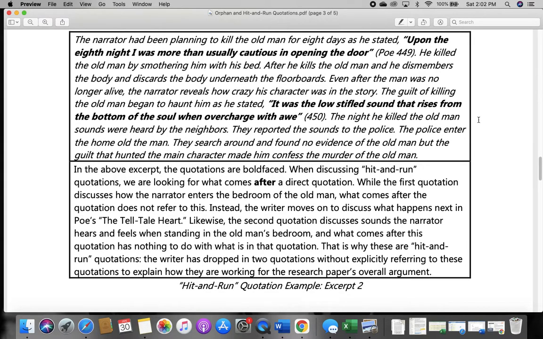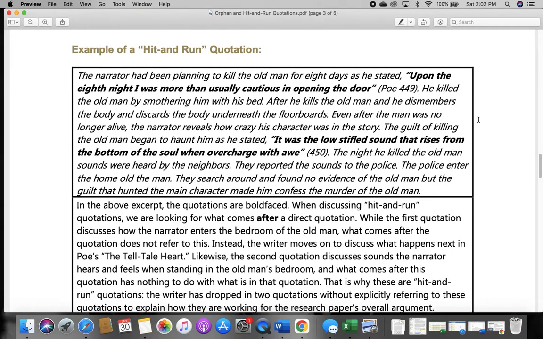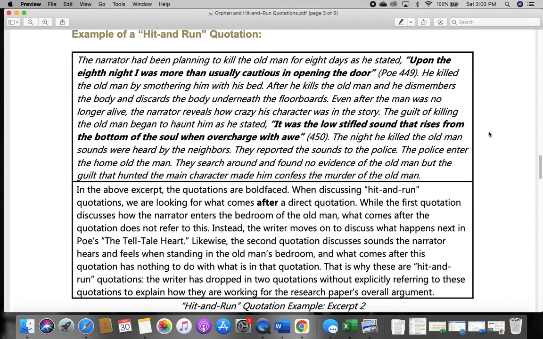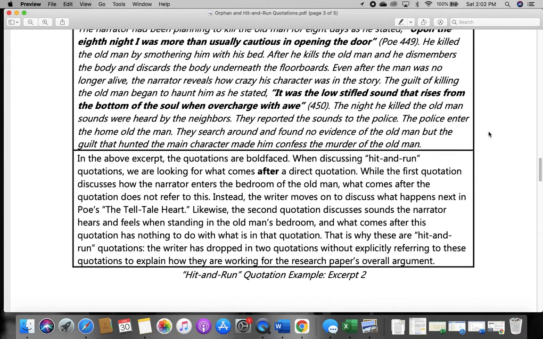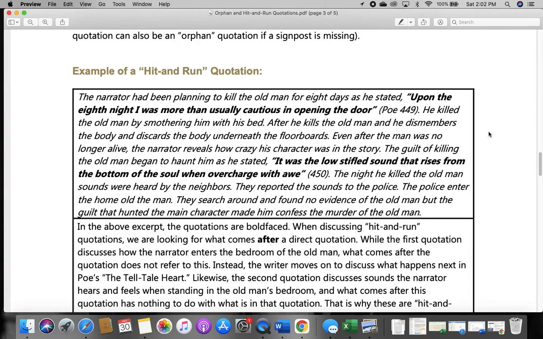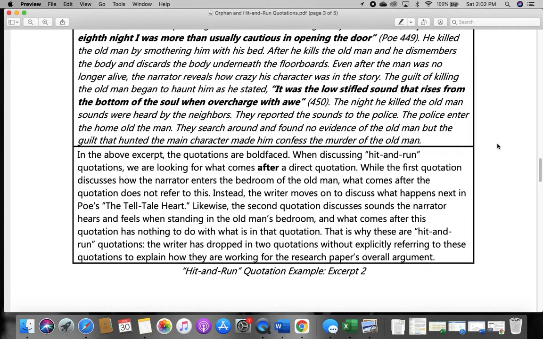With awe. The night he killed the old man, sounds were heard by the neighbors. They reported the sounds to police. Note that this is getting into exposition and not analysis. So we're now moving into reader response genre, which is not the correct genre for this type of writing. The police enter the home. They searched around and found no evidence of the old man, but the guilt that haunted the main character made him confess the murder of the old man. Okay. So, a lot of things to discuss there, but I'm just going to focus on the quotations.